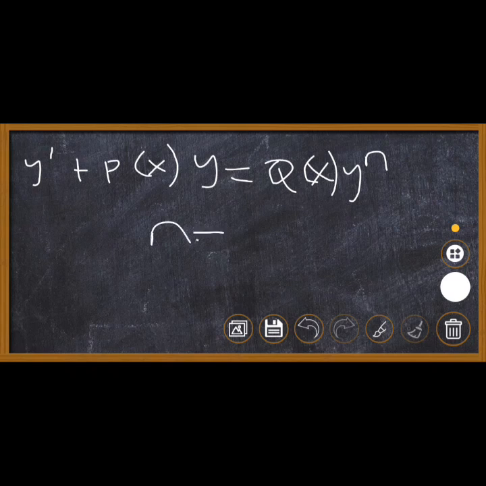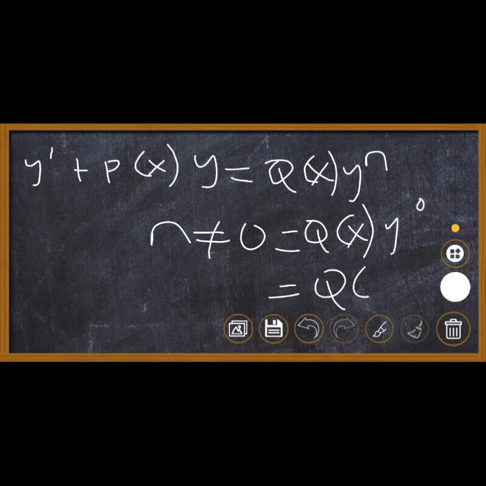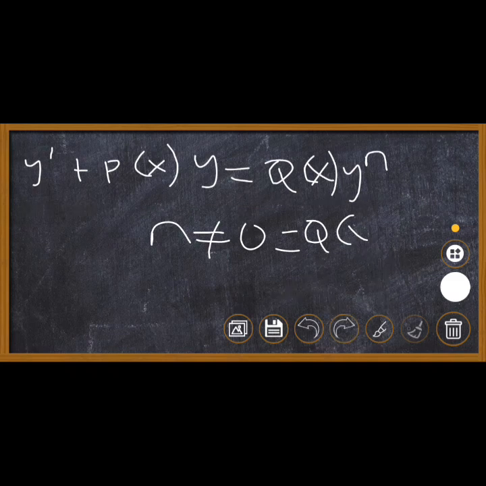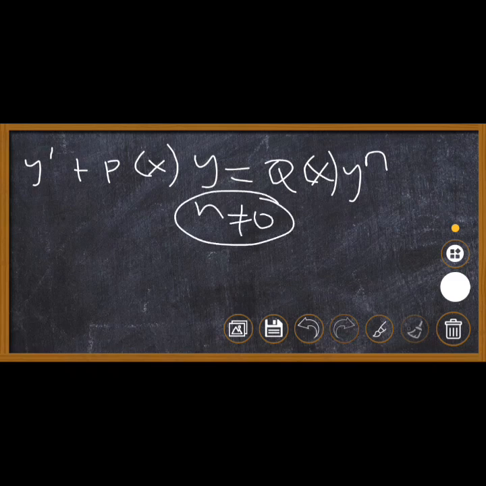So the value of n should not be equal to 0, because if it's equal to 0, then we are just going to have y to the power 0, and we know that any value raised to power 0 is just 1, so 1 multiplied by q of x, then it's q of x. So if n is equal to 0, then this function becomes a linear differential equation. So the nonlinear differential equation is where the value of n is not equal to 0. So that's it. This is the standard form of the nonlinear differential equation.